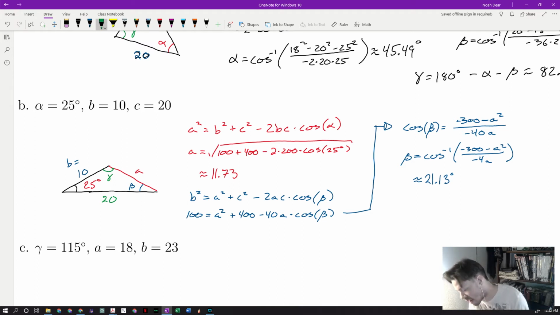And then gamma, I'm expecting to be obtuse. Gamma is 180 degrees minus 25 degrees minus beta, and so that should be approximately 133.87 degrees.